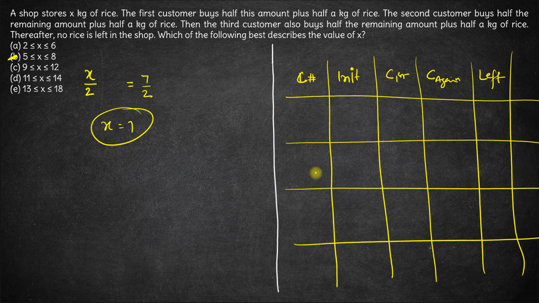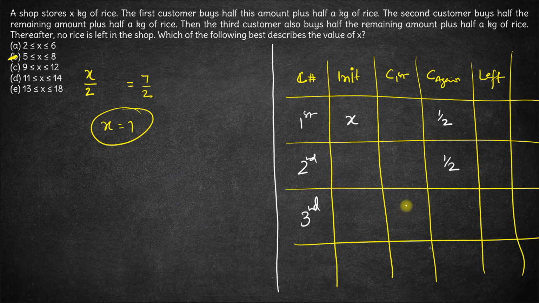Fine. Now the first customer comes. Initially he had X rice. The first customer buys half and then half a kg more, and then there will be some amount left. Then you have second customer. Whatever amount is left here with the shopkeeper, that will be the initial amount before the second customer comes, right? So out of this, the second customer will buy half the amount plus half a kg more. Then the shopkeeper will be left with some amount, and this will be the amount when the third customer comes initially.